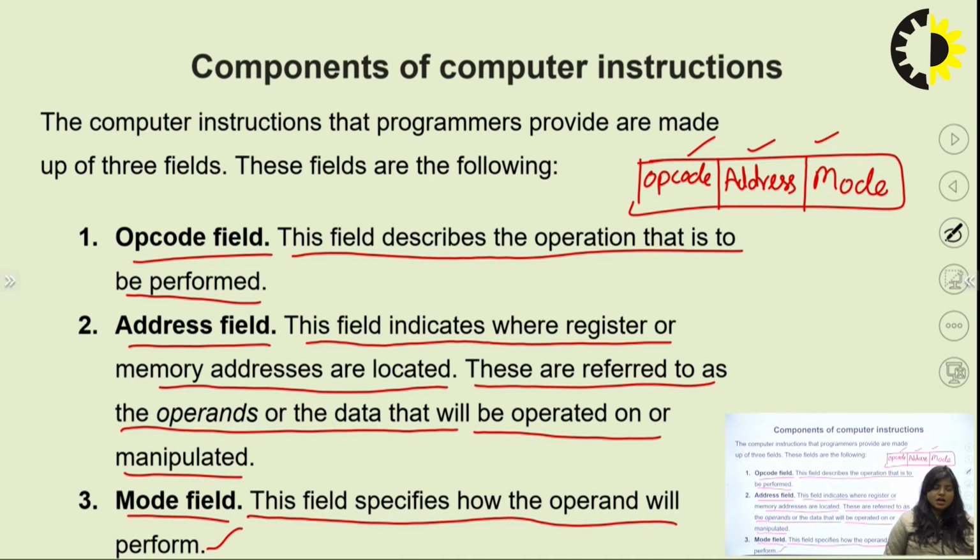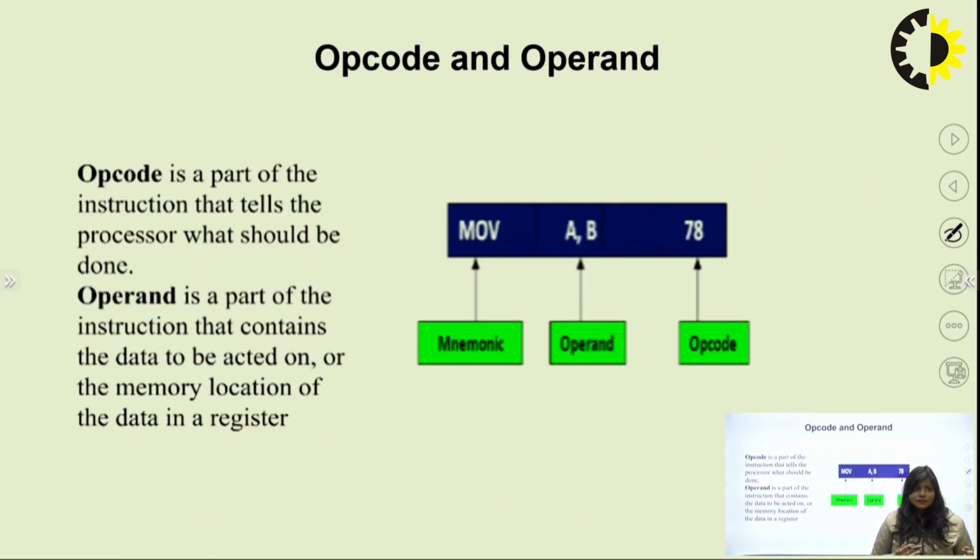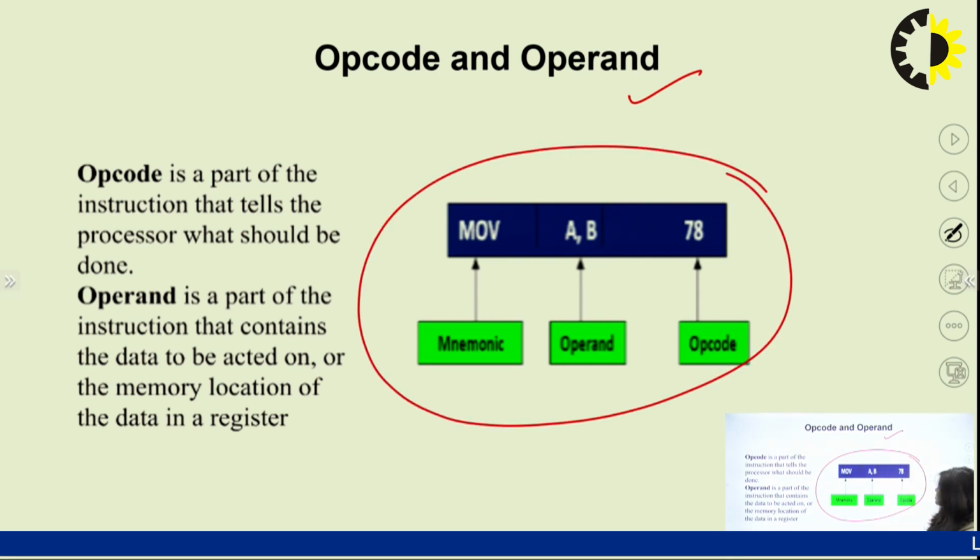So now we know what an instruction is, how the instruction works, and we also studied the components of a computer instruction. So let's start with the basic and most important terminology, which is opcode and operand. These are the main play part of the instruction. What is an operand? Here in the diagram you can see a basic instruction is given: the instruction is MOV A, B 78.